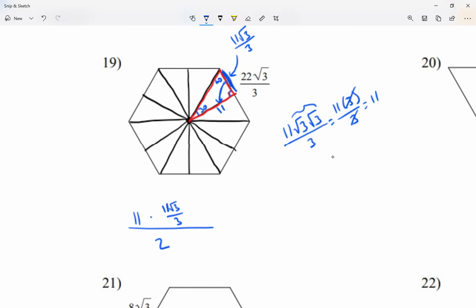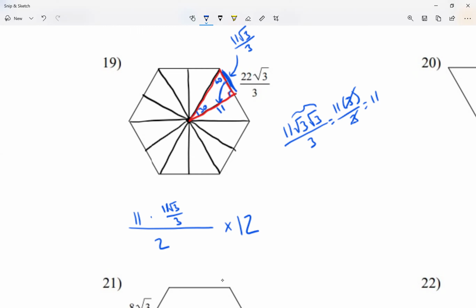Now my result, I'm going to multiply this by 12. Because how many triangles do I have altogether? 12 of them, right? So again, I'm multiplying the two measurements that make the 90-degree angle and dividing it by 2. And the result, I'm going to multiply by 12.